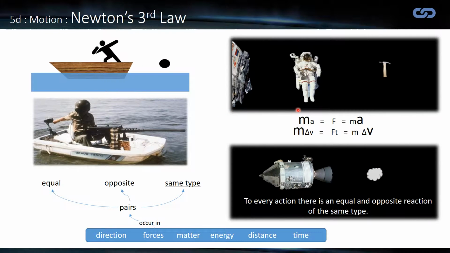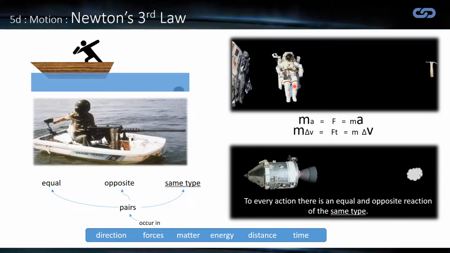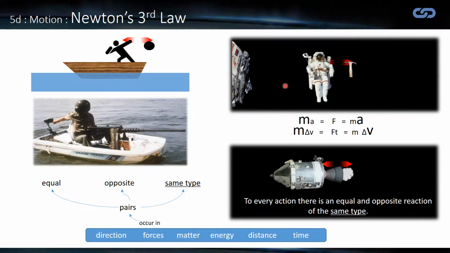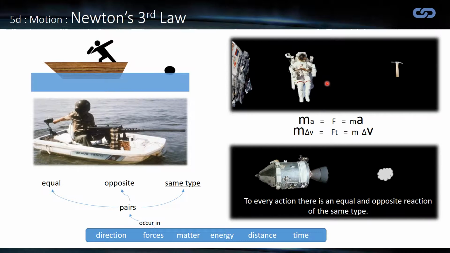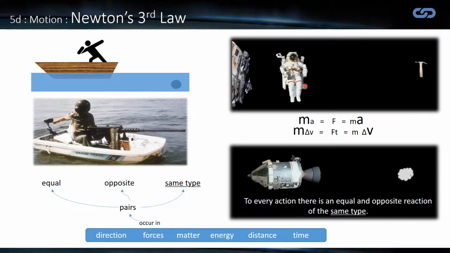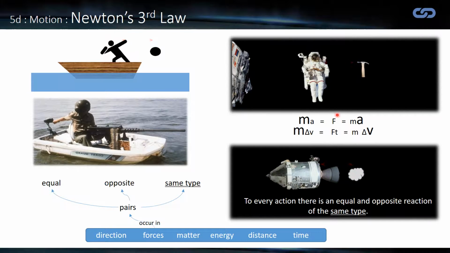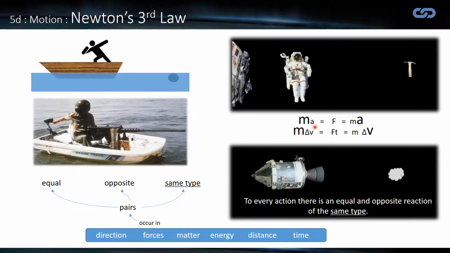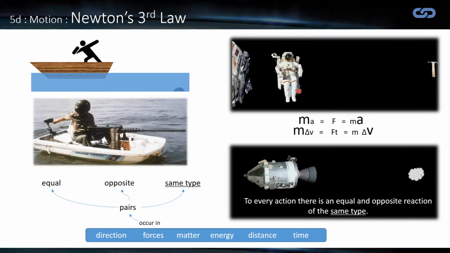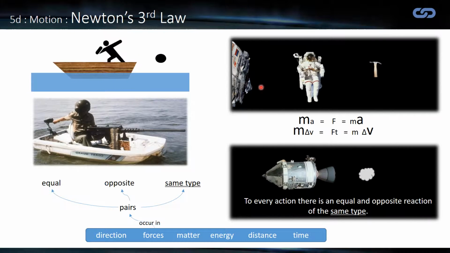Now over here we have a less familiar but actually more simple situation. The astronaut is trying to get back to his ship and he's got a hammer. He throws the hammer this direction and he moves in the opposite direction. So Newton 3 tells us the force must be the same, but the acceleration doesn't have to be. Because his mass is greater, his acceleration is smaller. Either way, it achieves the result of accelerating him back to where he wants to go.